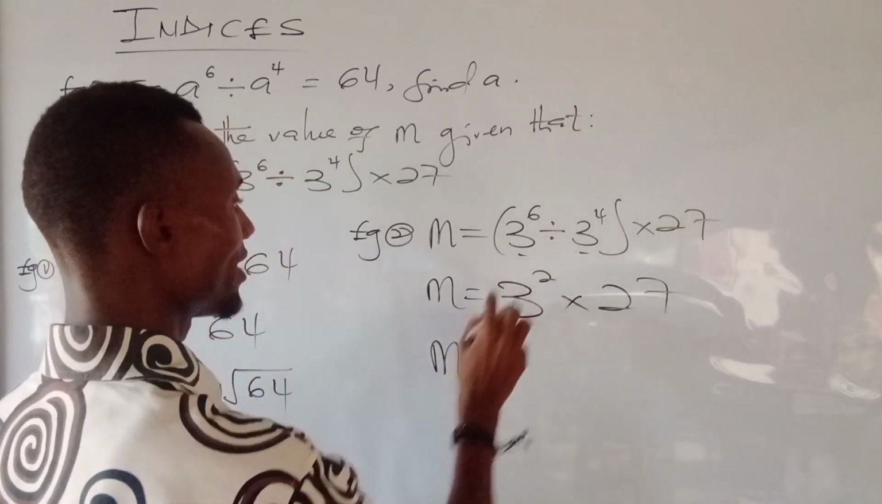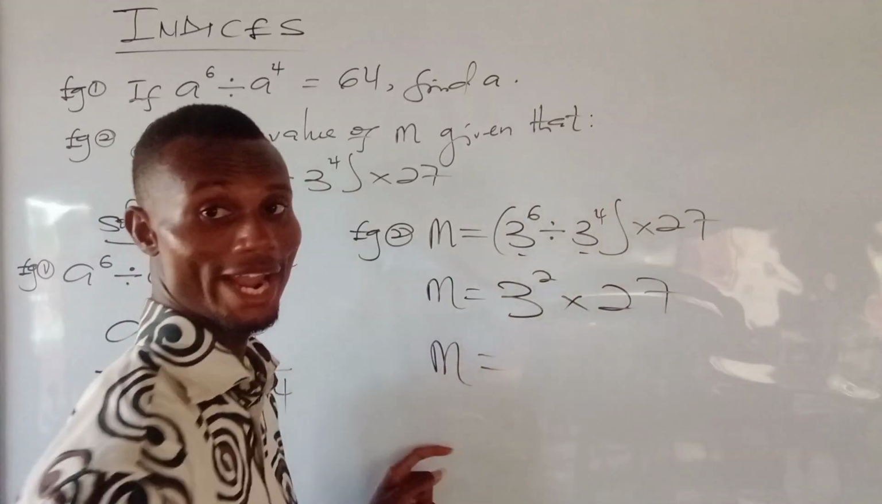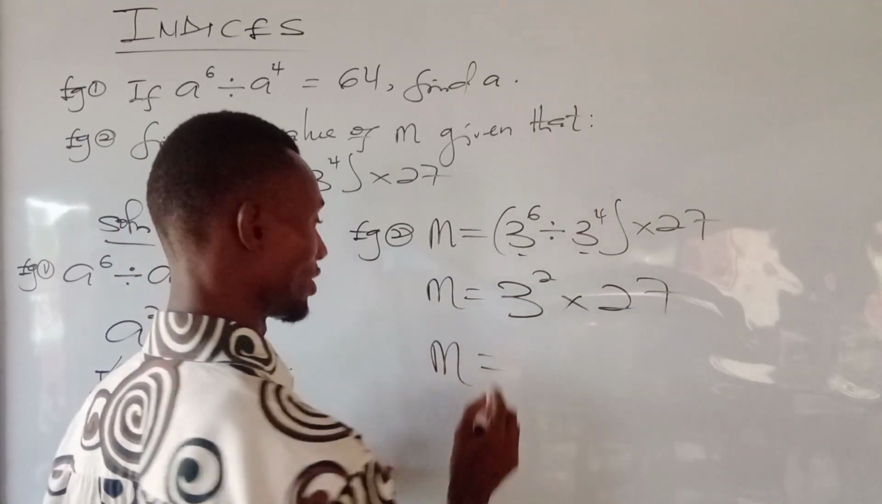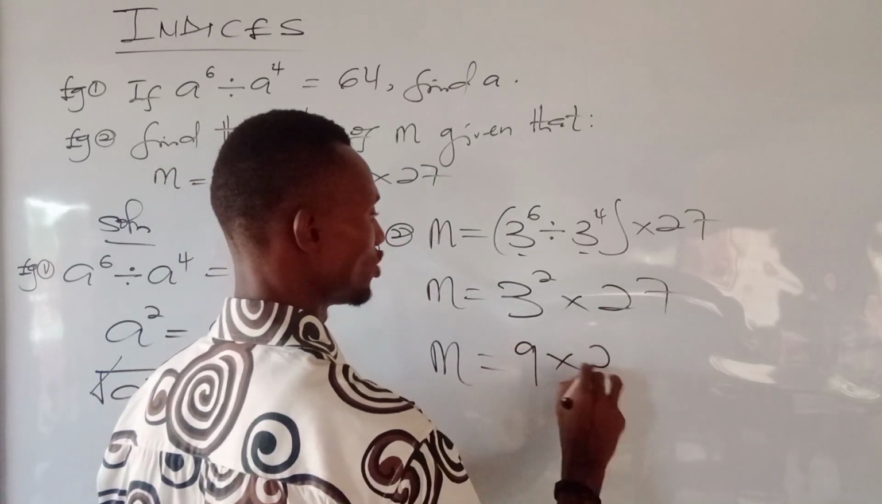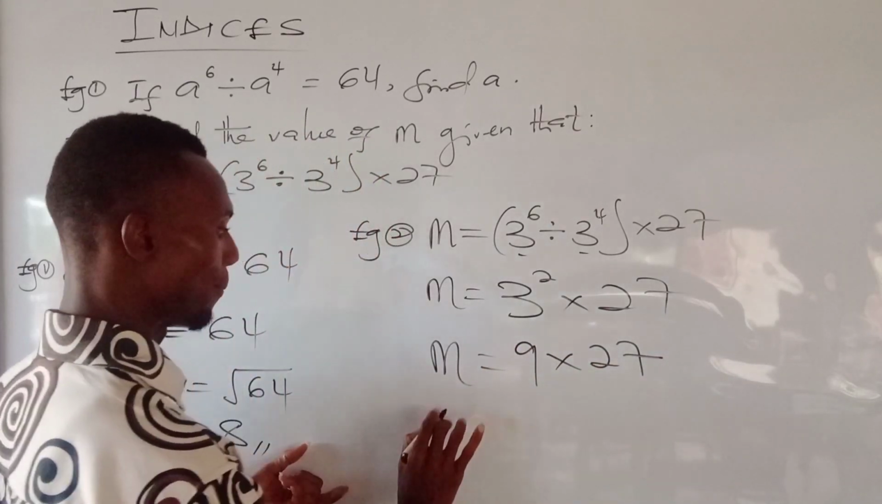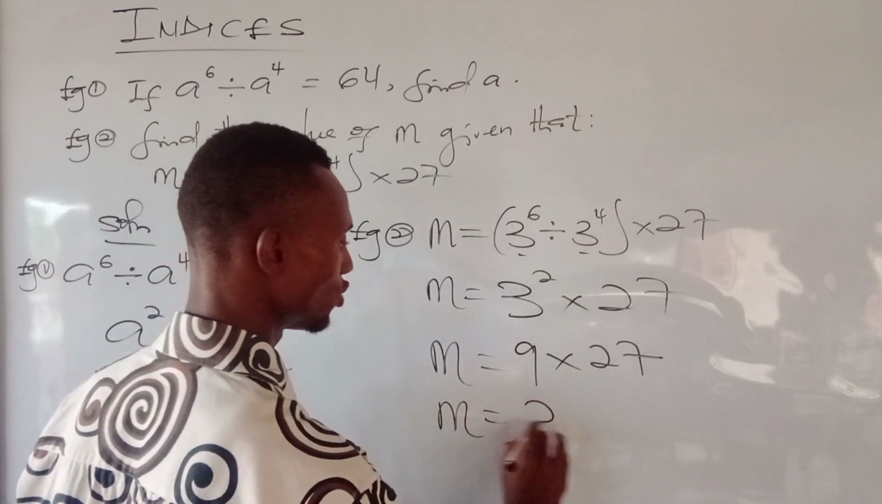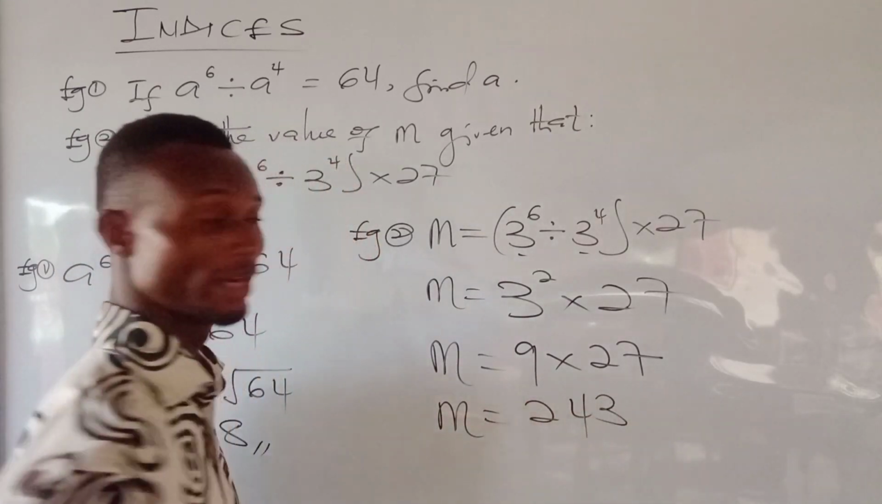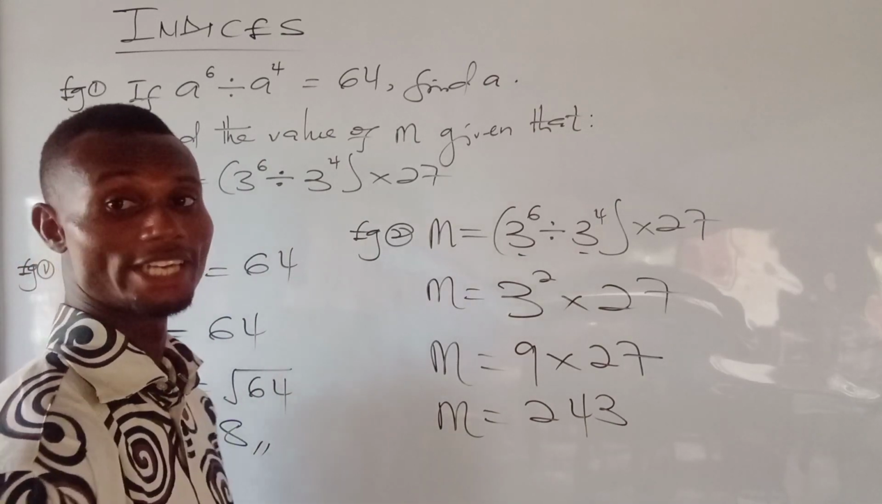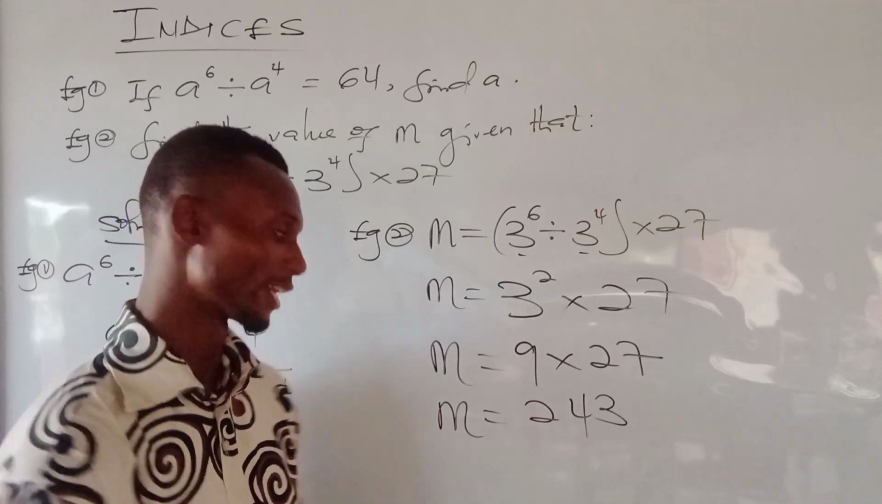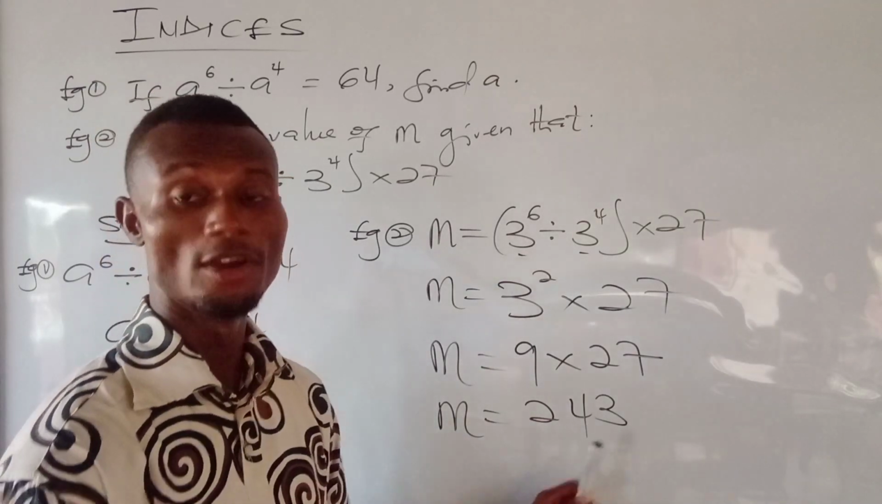From here, I'm saying that 3 squared is 9. It means 3 times 3. That's what 3 squared means. So 9 times 27. My m equals 9 times 27, which gives 243. Just do your multiplication, and you know that 9 times 27 gives 243. So our m equals 243.